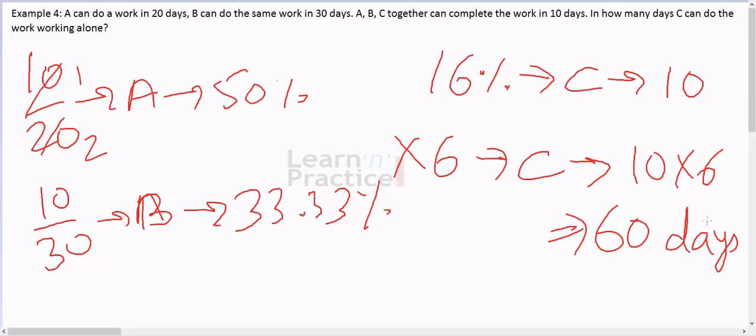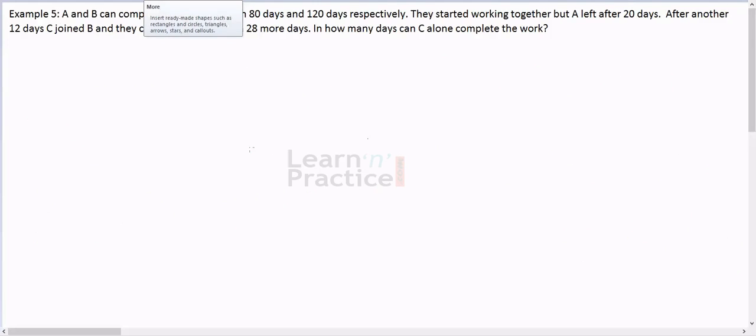Now let's move to the next question, question number 5. A and B can complete a piece of work in 80 days and 120 days respectively. They started working together, but A left after 20 days. After another 12 days, C joined B and they completed the work in 28 more days. In how many days can C alone complete the work?